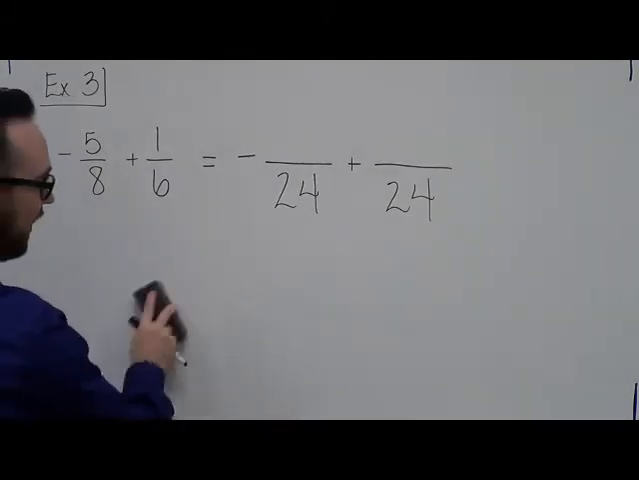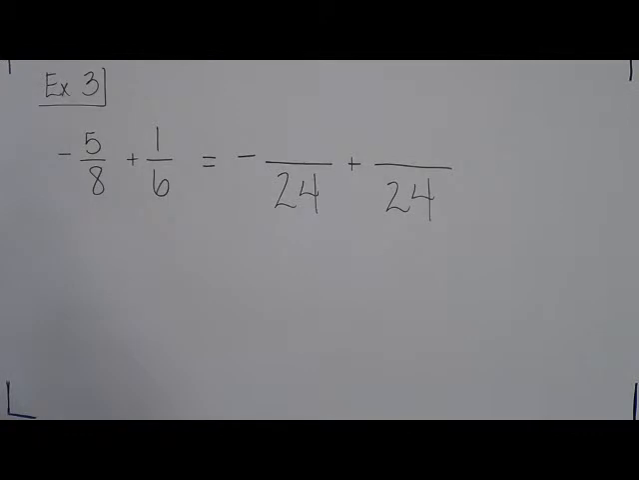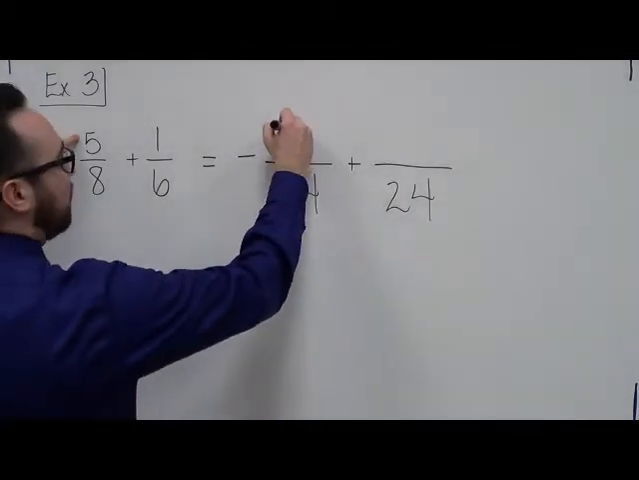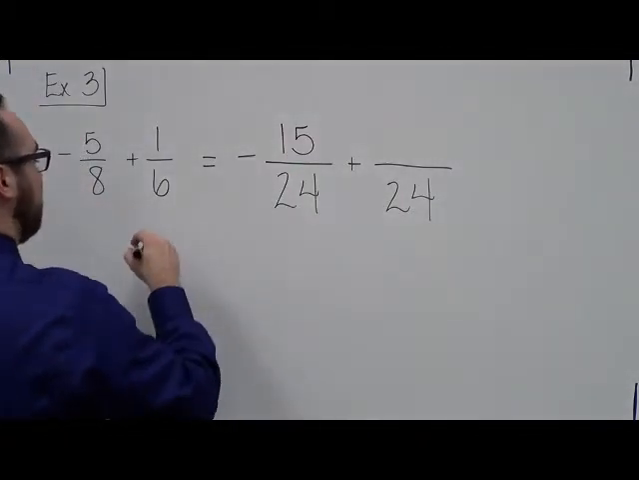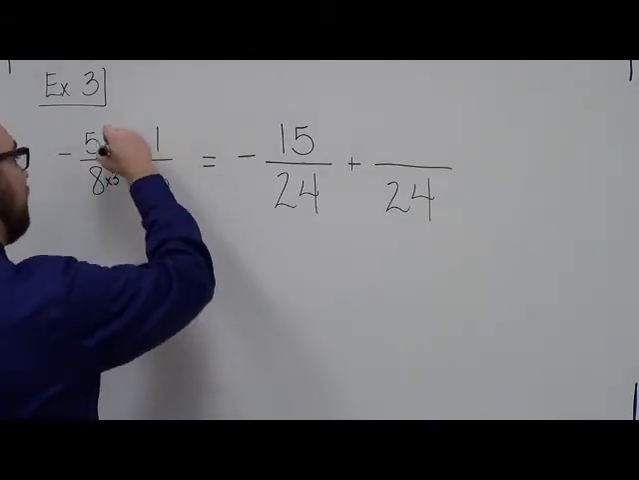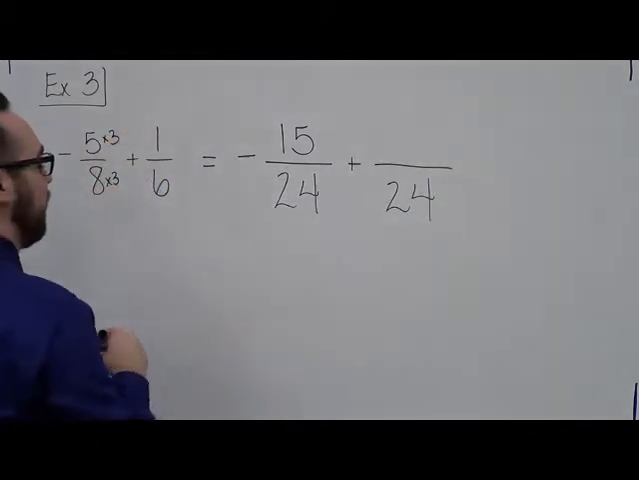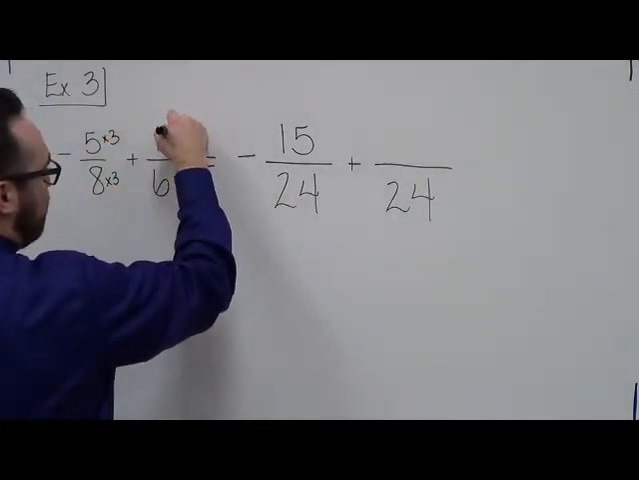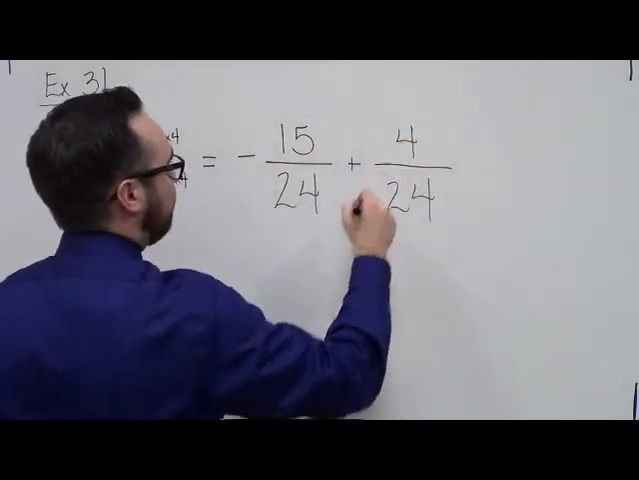So you don't have to write that out every time, but you want to be thinking that in your head. What's the smallest number that both of these numbers go into? So 8 times 3 gives me 24, so 5 times 3 gives me 15. Whatever I multiply this by to get that denominator, I have to also multiply the numerator by. Well, 6 times 4 gives me 24, so I have to multiply the numerator by 4.